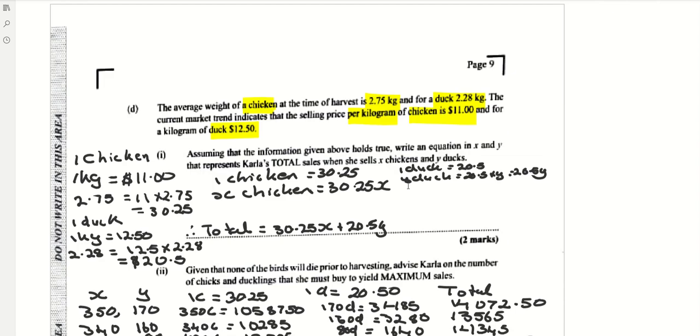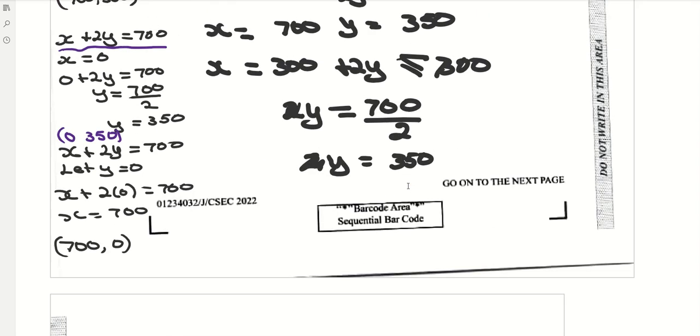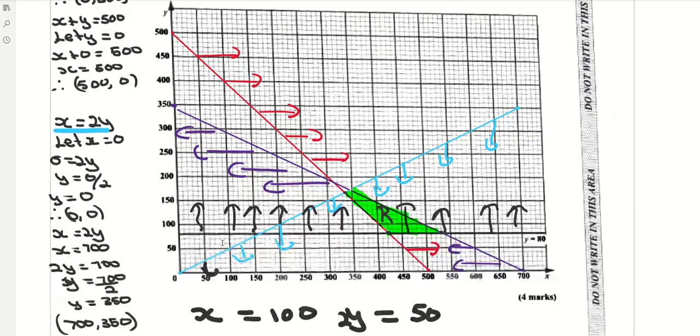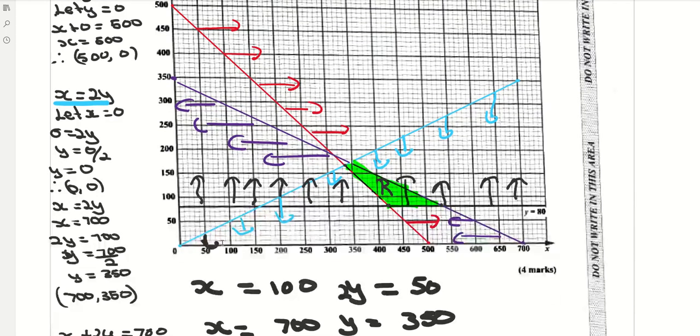Now, how did I find that? I use my if, then and therefore method. Why am I using my if, then and therefore method? If 5 spaces is equal to 50, then one space would be 50 divided by 5, which is 10. So each little box is 10, right? And same thing for your x-axis.